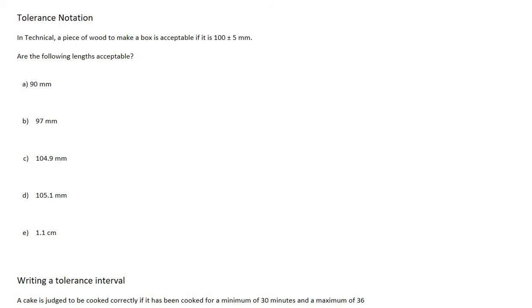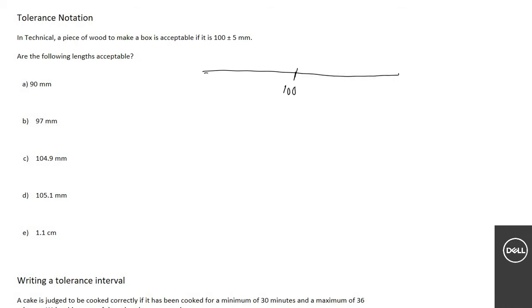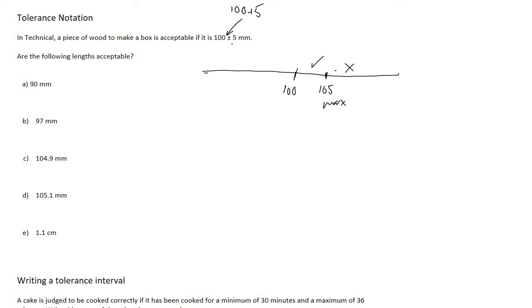So what this means is, let's draw a number line. Let's say I've got 100 millimeters on my scale. Now I could add on 5 millimeters to that, giving me 105, and that would be acceptable in that range. But as soon as it gets bigger, it's not acceptable. So it's like I'm doing two calculations. I'm going to do 100 add on 5 to get my maximum acceptable value. And I've also got a minus, so I'm going to do 100 take away 5 to get my minimum acceptable value of 95.